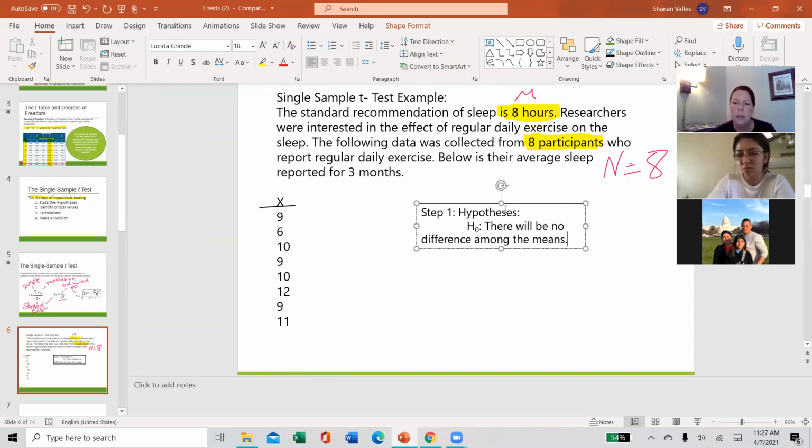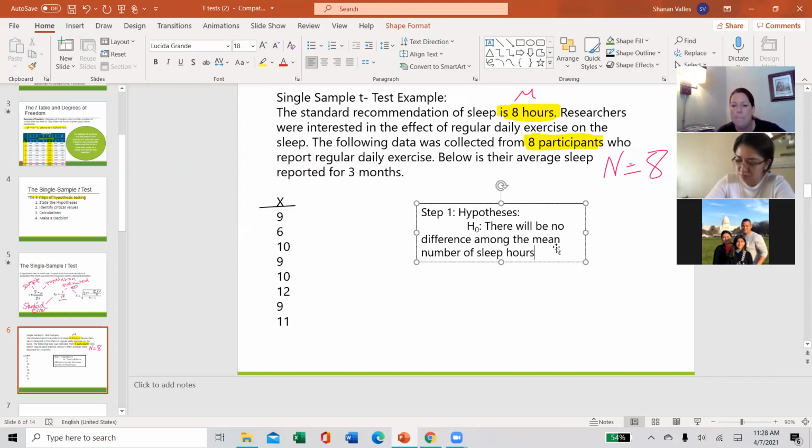Okay, so we know the null states there's going to be no difference among the means. Okay, so of what, right? Mean what? What's the mean? What are we looking at? We're looking at sleep, right? The number of sleep. Okay, so we could say among the means, or among the mean number of sleep hours, or hours of sleep, however you want to say it. Okay, the mean number of sleep hours.